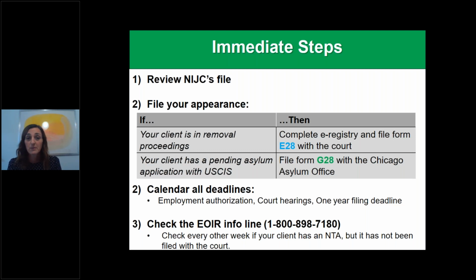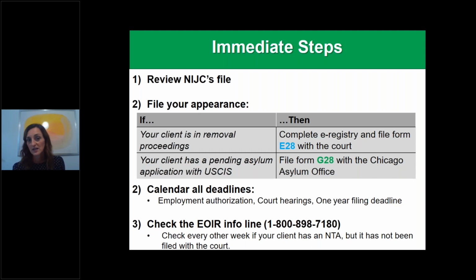The next thing we recommend is calendaring all deadlines. We list 3 critical deadlines here. So the first one is employment authorization. Dahlia is going to talk to you about that in a little more depth later. Basically, after your client applies for asylum, after a set number of time, they're eligible for a work permit. And those work permits are really critical to our clients in terms of being able to get by and survive here in the United States.